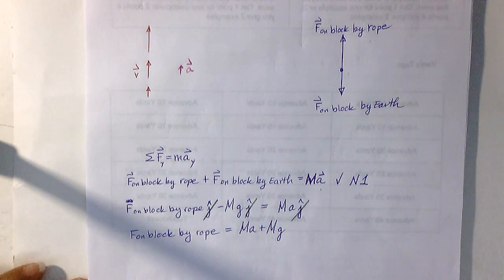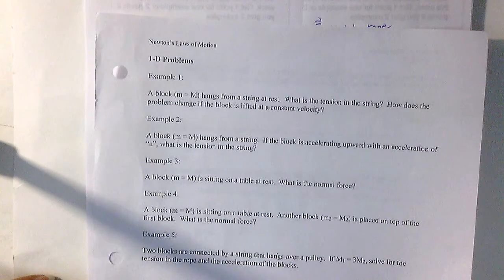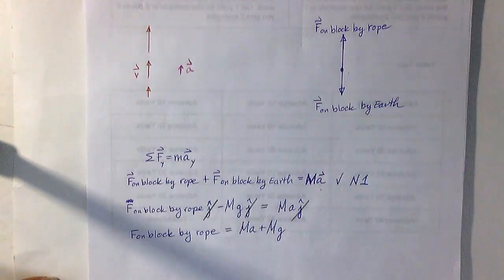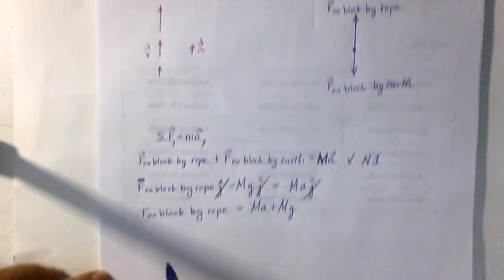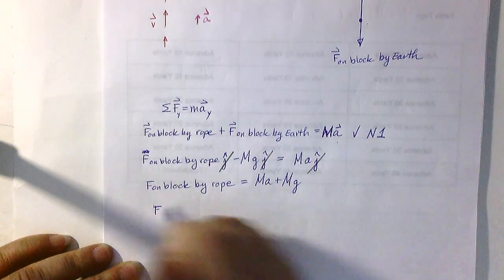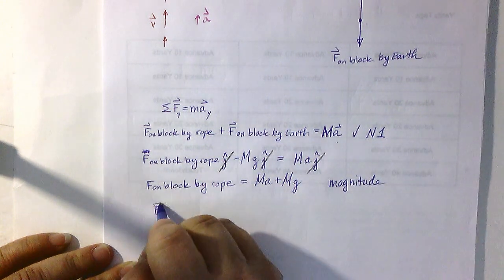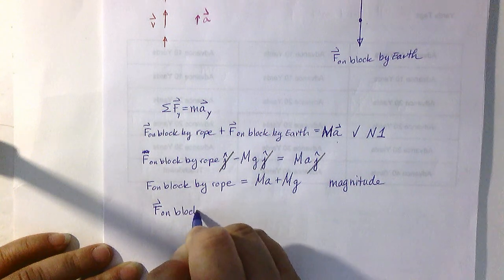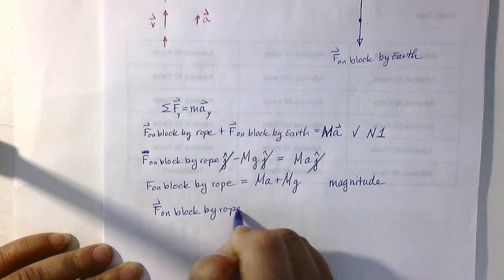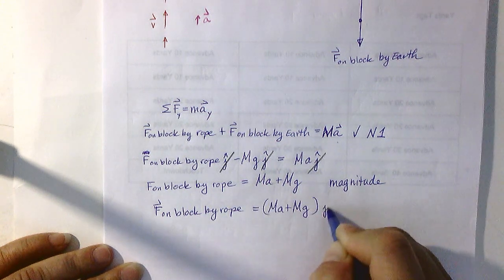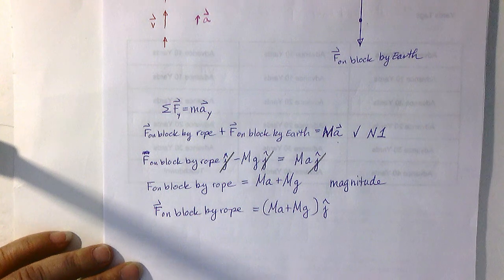Okay, so did it ask us for the magnitude of the tension, or did it ask us for the tension in the string? It says, what is the tension in the string? So now I have to give it a direction. So I'm going to rewrite my answer. See, this is the magnitude. So I'm going to write F on block by rope is equal to (ma plus mg) j hat. Notice I don't put a negative there because it's directed upward.